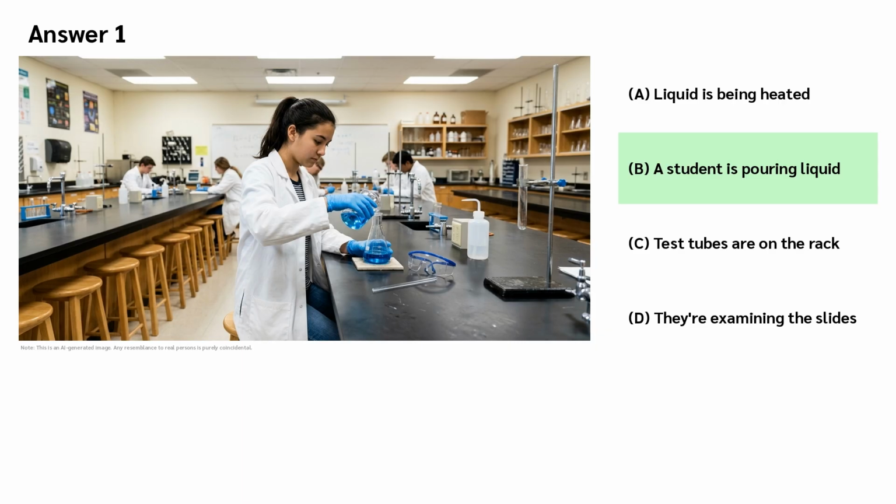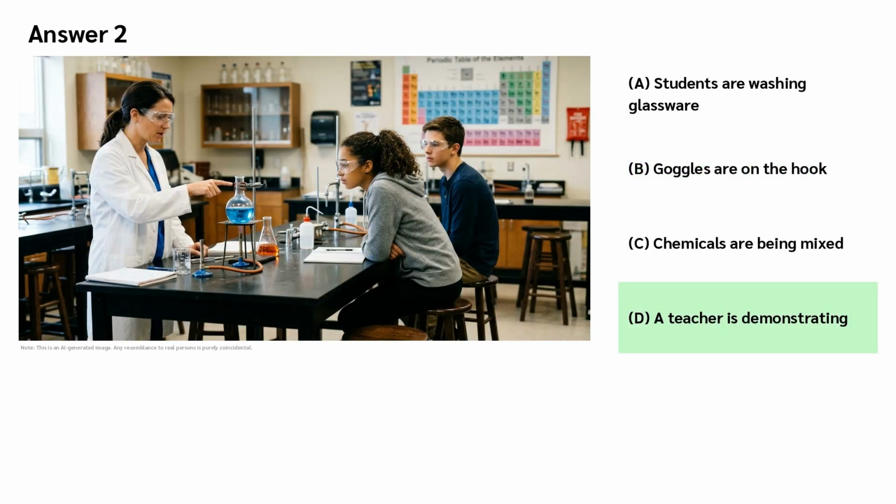Answer number 2. Answer D. Because the teacher in goggles stands at the front bench pointing at a flask with colored liquid while two students watch from behind. A. Is wrong because no sink or glassware washing appears. B. Is wrong because the goggles are on the teacher's face, not on a hook. C. Is wrong because the teacher explains, not mixing chemicals.